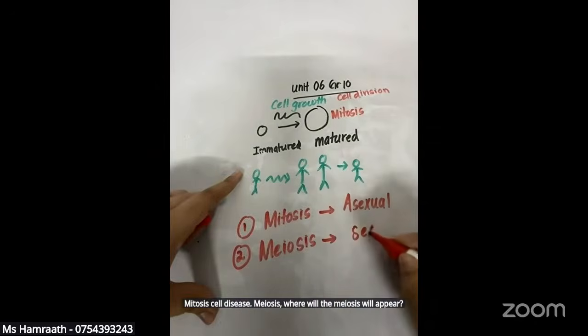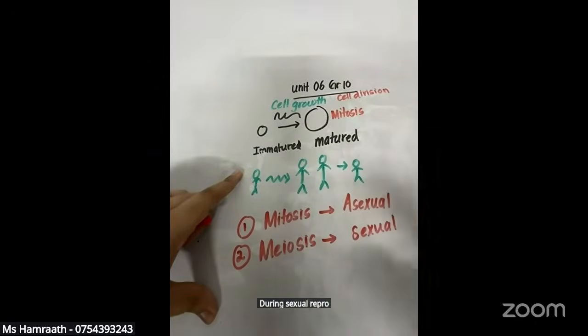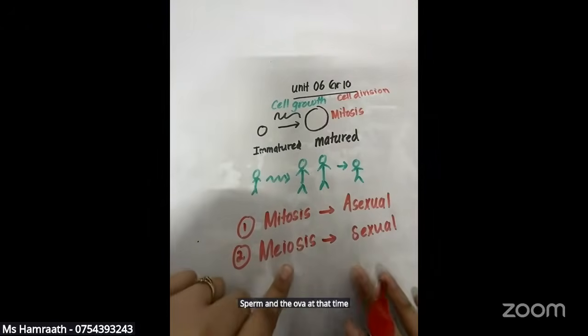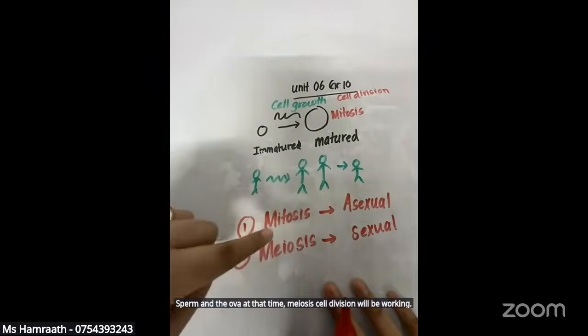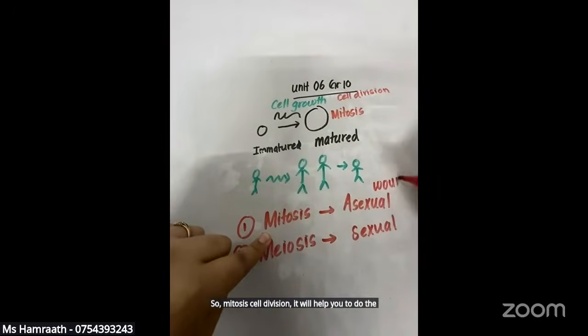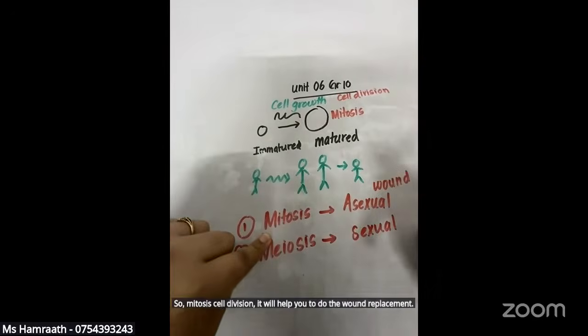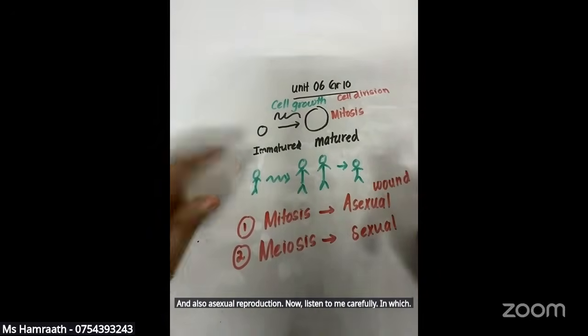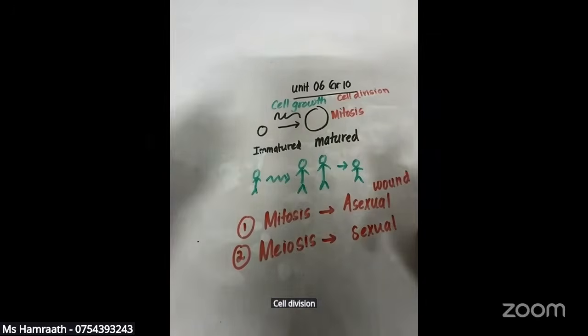During sexual reproduction, if they are going to produce a new gamete, sperm and ovum, at that time meiosis cell division will be working. Mitosis cell division will help you with wound replacement and also asexual reproduction. Now listen to me carefully. In which cell division is the plant best?